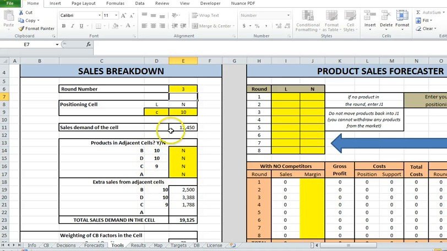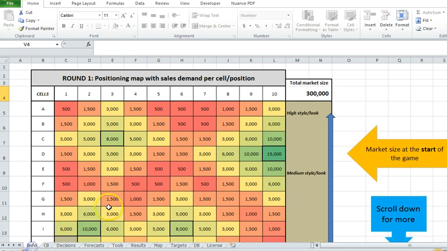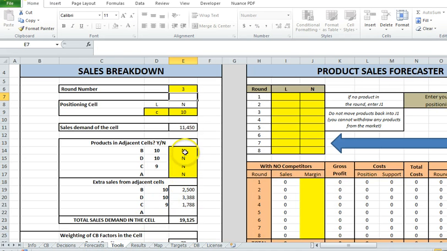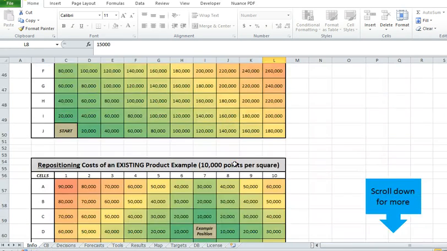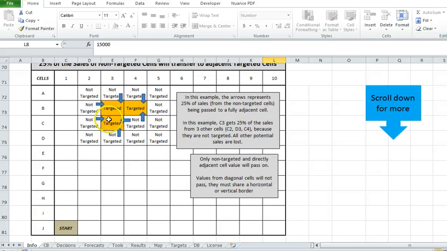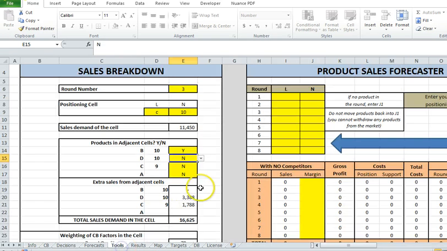listed here, but there's obviously C10 has 3 cells next to it, so let's have a look. C10 is here, so it picks up that one, 1, 2, 3. Okay, so it's picking up those 3 particular cells. Is there a player in there? Yes, there is. Okay, if there is, none of this extra sales transfer. Remember, on the information tab, we have this 25% of sales moving if it's not targeted. It'll move in any direction 25%. Okay, so somebody's in B10, so we don't get that. So the other 2, there's nothing in.